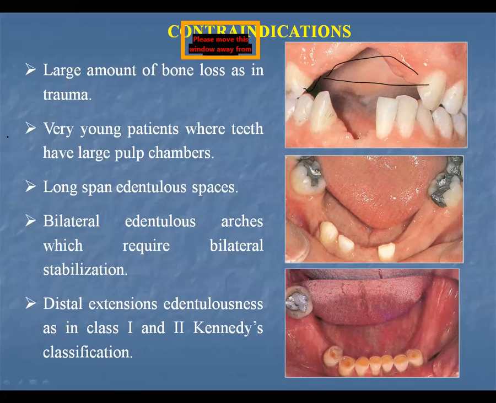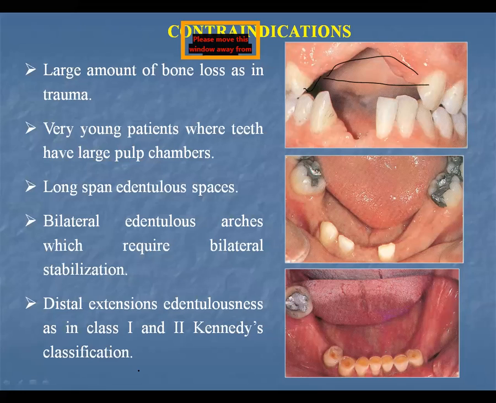Whenever the patient is very young, we don't go for a fixed partial denture or crowns. We wait for the patient's growth to take place completely. Then afterwards only we can proceed with the fixed partial denture. Because the younger patient will be having a large pulp chamber when compared to older patients.